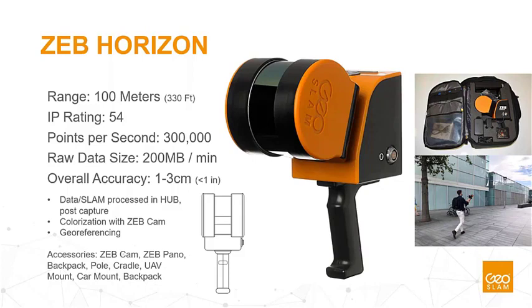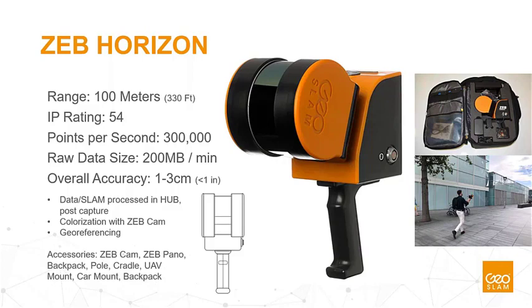So our data is going to be processed all in post in Hub. Unfortunately, we do not have a real-time system for this product just yet. That's mostly due to the increased data size. So we're able to do colorization once again with the Zeb Cam attachment, as well as georeferencing.